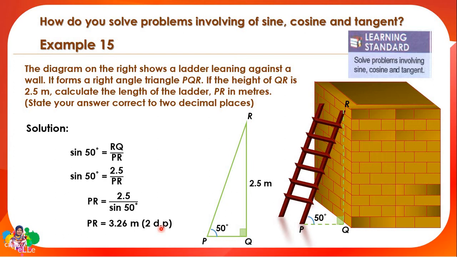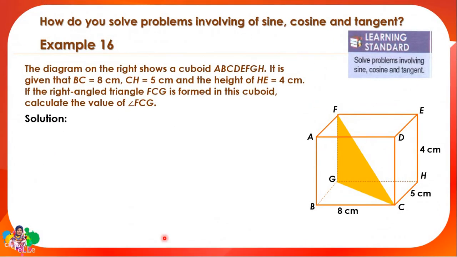We continue with another example. In example 16, the diagram on the right shows a cuboid ABCDEFGH. It is given that BC is 8 cm. CH is 5 cm. And the height of HE is 4 cm.